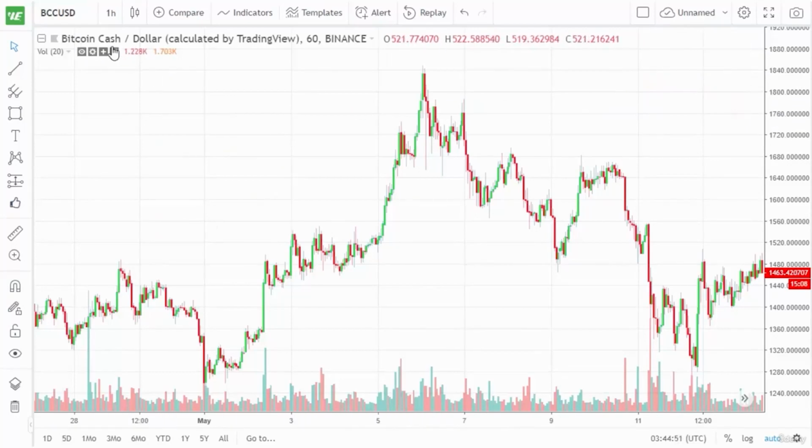So here on the Bitcoin Cash dollar chart, I have a head and shoulders that I'm looking at right now. And I'll trace it for you. As you can see, now that I've drawn that, it becomes a little bit more clear. There's also a neckline here that price had struggled to break through.